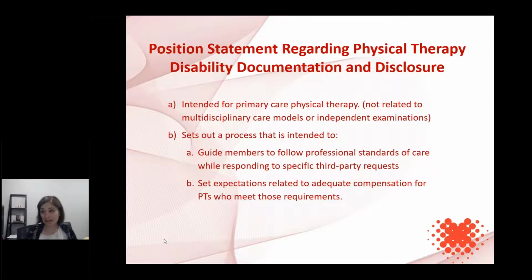So just to give a little bit of a clarification, it's intended for primary care physical therapy. It doesn't expand to multidisciplinary models or independent examinations. It is also more targeted towards third-party payers, but excluding SGI and WCB, because they have other legislation and guidelines that allow the process of information flow to happen for those organizations. So this is more targeted outside of those organizations, and it's intended to guide members to follow professional standards of care while respecting third-party requests and set expectations related to adequate compensation for PTs who meet these requirements.